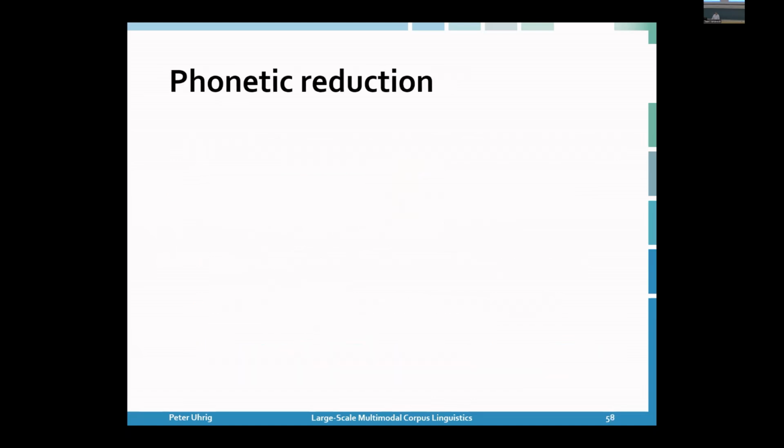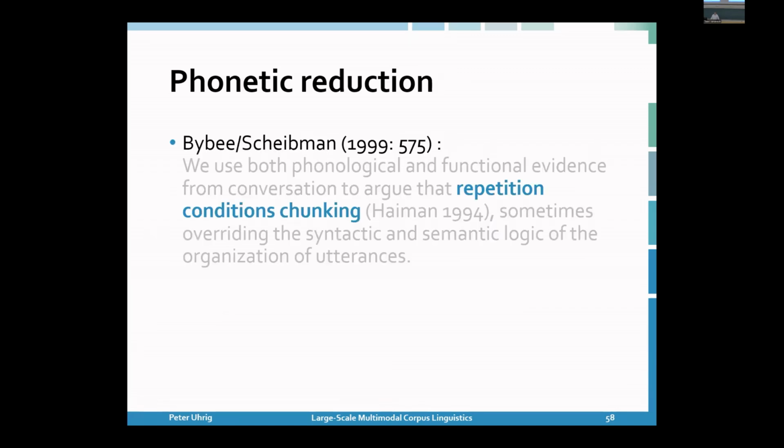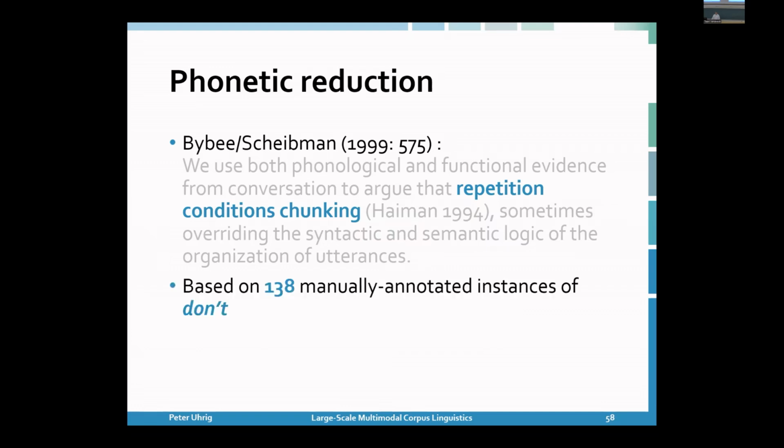Now, my favorite study about this is actually Bybee and Scheibman, 1999. I'm just going to summarize it very briefly. What they studied is "don't". And they looked at repetition conditions, chunking. Basically they looked at 138 manually annotated instances of "don't". That is a really nice study, and it got great results, but it's based on 138 instances. That is not a lot.